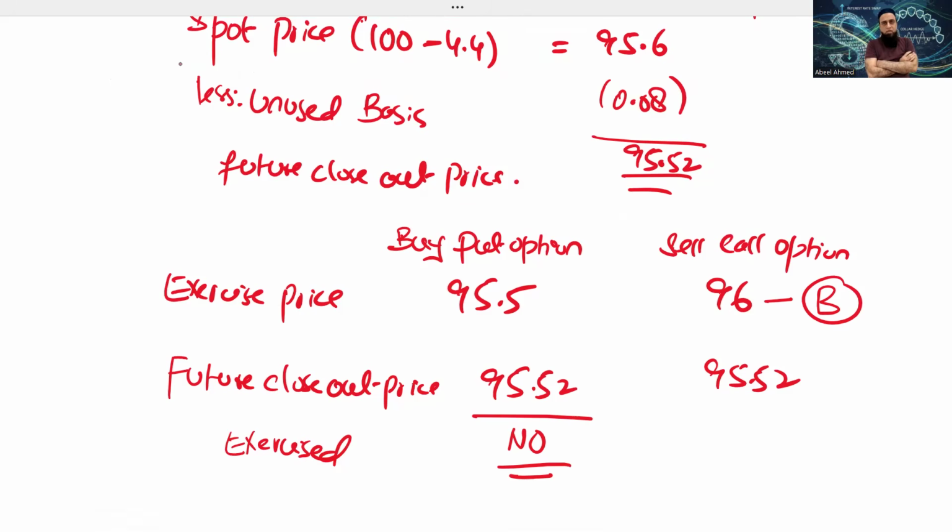Leave the counterparty. Let's say you can buy at 96. If you're going to buy at 96, then you'll be selling at 95.52. So obviously, I will not exercise the call option because I'll be having a loss. When you are not exercising the call option, logically the counterparty will also not exercise it. Why would they? If they buy at 96, they will be selling at 95.52. They will be having a loss on exercising the option.